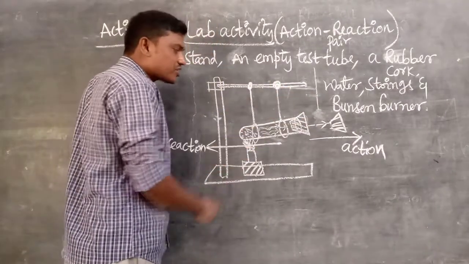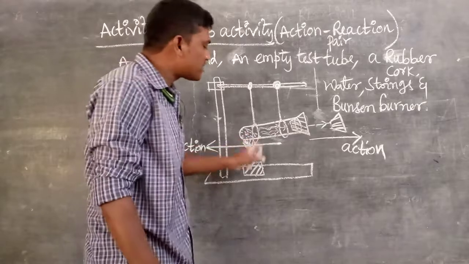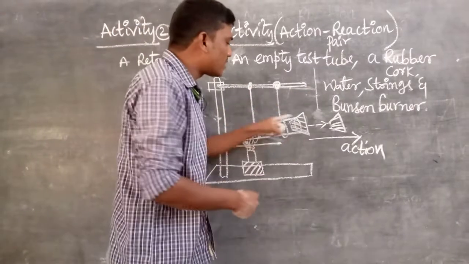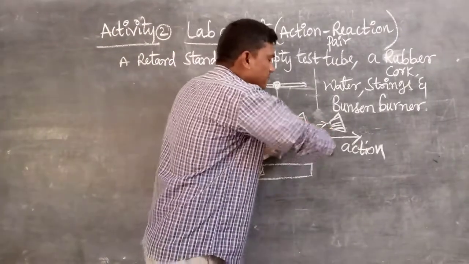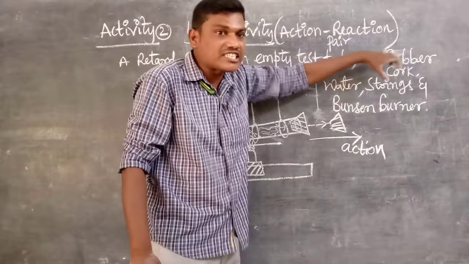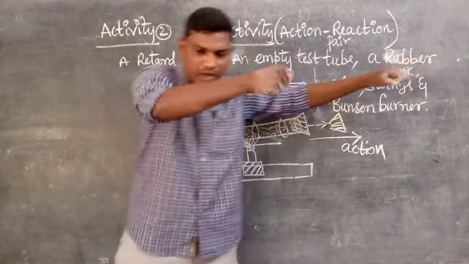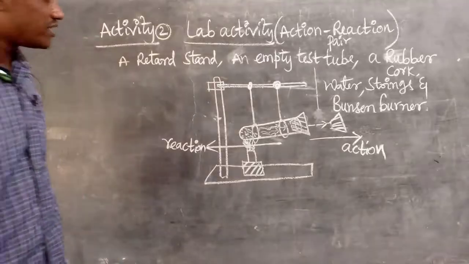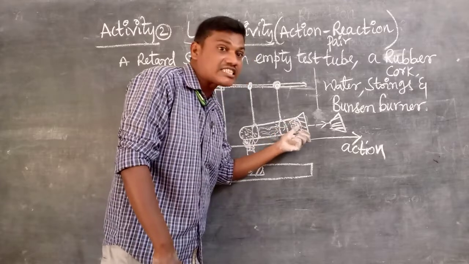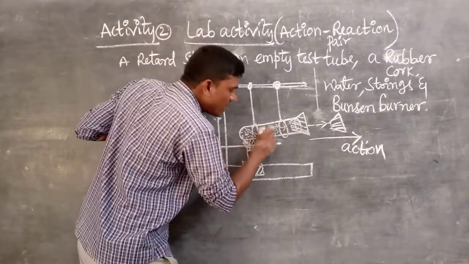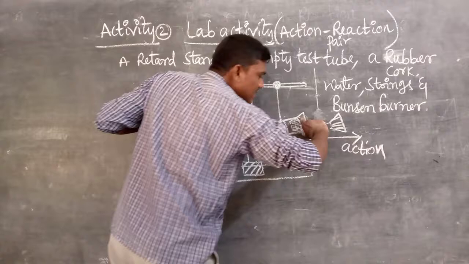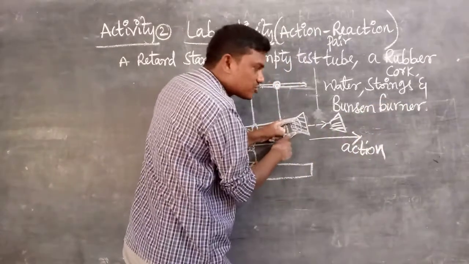That's why if you continuously heat it for a certain time, you observe that the vapor increases here, then it applies a huge force on the rubber cork, and then the rubber cork will be pushed out like this. The rubber cork will be pushed out. This is the action. Here, on the rubber cork, the water vapor applies some force, and that is the action. If the water vapor applies some force on the rubber cork, then the rubber cork will be pushed outside from the mouth of the test tube. That is the action.